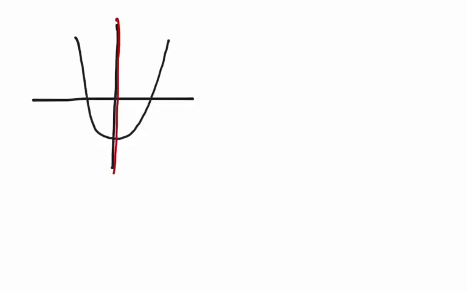Alright, today we're going to talk about symmetry, and a few types of symmetries we want to talk about would be, this would be symmetric because if I fold it over the y-axis, it would be right on top of each other, so that's symmetric with the y-axis.